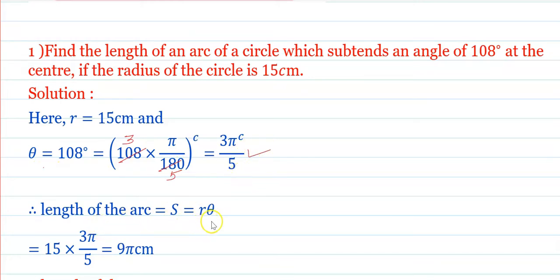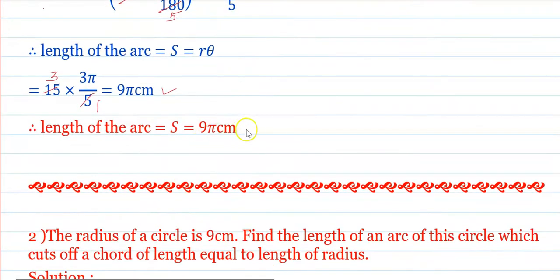Now the length of arc S is equal to r theta. The value of r is 15 and theta is 3 pi by 5 radian. 3 ones are 3, 5 ones are 5, and 5 threes are 15, and therefore you will get 9 pi centimeter. This is the length of the arc. Now the next.